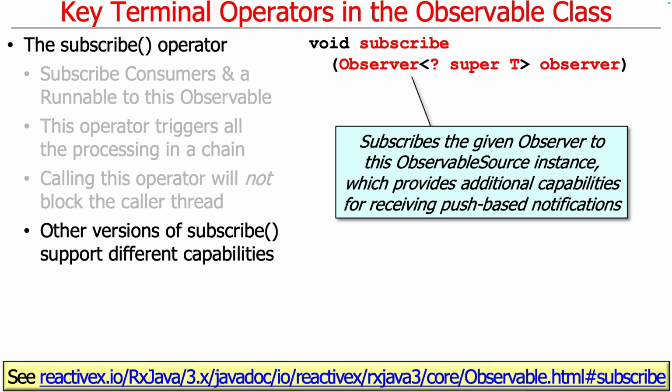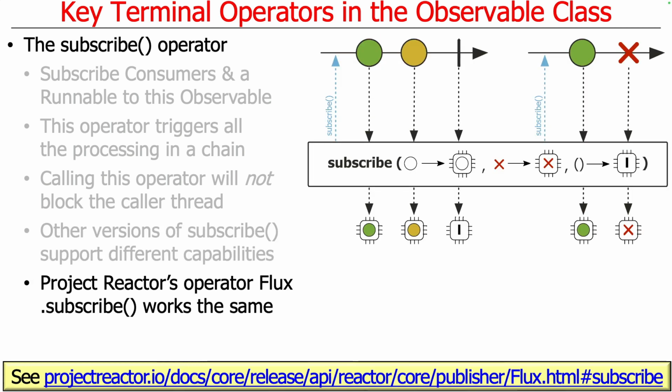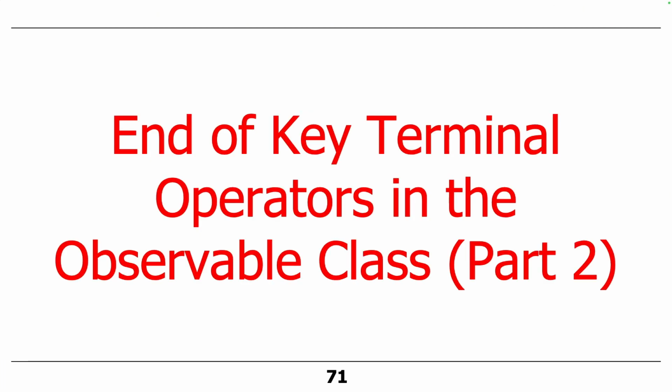There's a whole slew of other versions of the subscribe operator that have all kinds of different capabilities. This is one of the more interesting ones. This will subscribe the given observer, this parameter, to the observable source instance, whatever the thing is that subscribe is being called on. And it gives additional capabilities to receive push-based notifications. So you can take control over this and do other kinds of cool stuff. Project Reactor has a slew of subscribe operators as part of their Flux class that work exactly the same or very similar to the subscribe operator that's in RxJava and the observable. And this is kind of the workhorse.